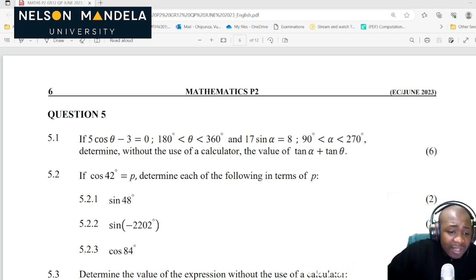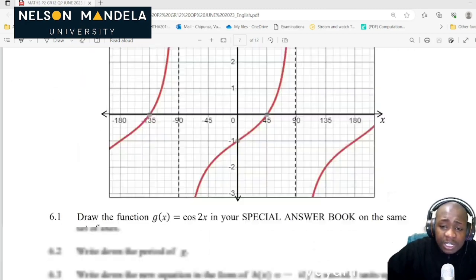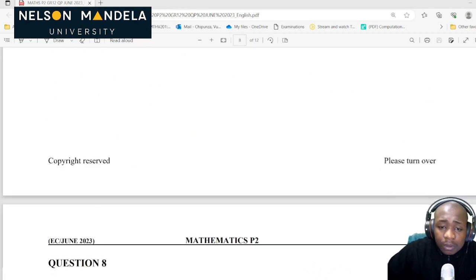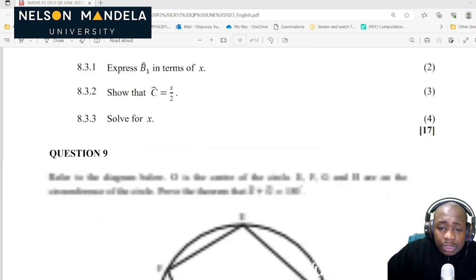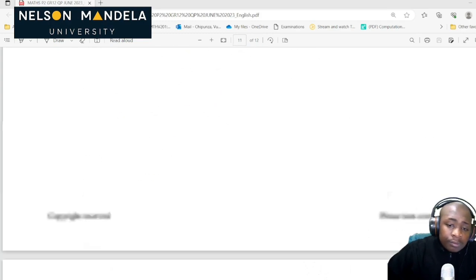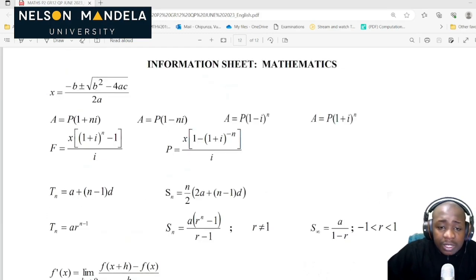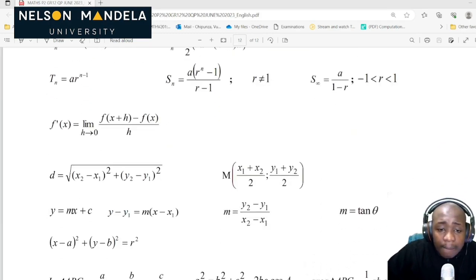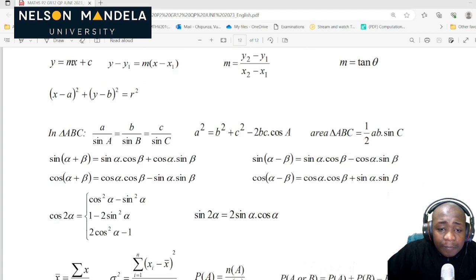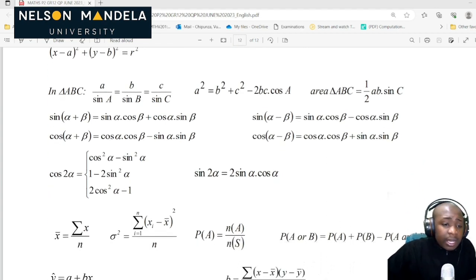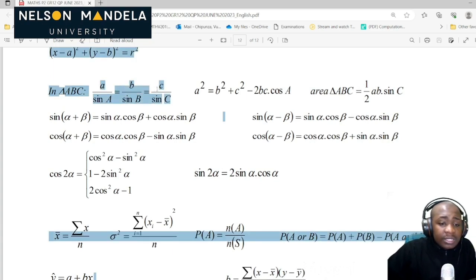I also love the fact that they are on your formula sheet. Let's go to the formula sheet. Sorry. Okay, yes, you can see here we are. You can see that from this point here, oh okay, this is what we are actually doing right now.